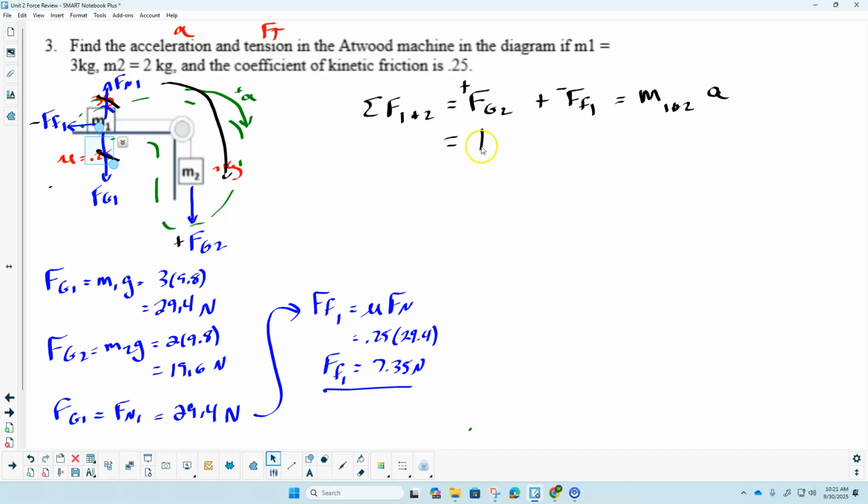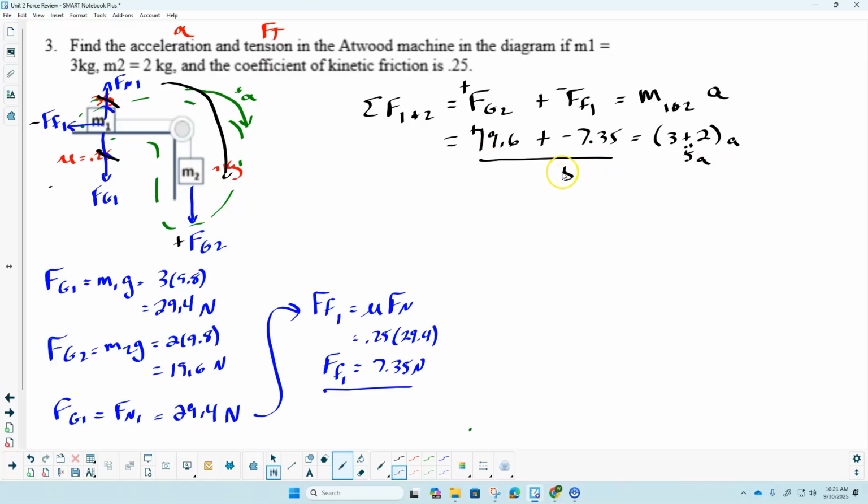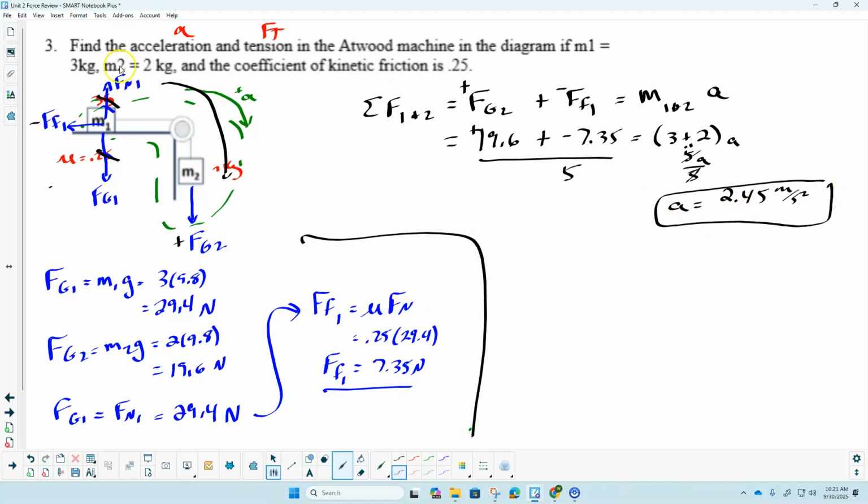So I already have these numbers, so it'd be 19.6, that's positive, plus a negative 7.35, equals mass 1 and 2 together. So mass 1 is 3 and mass 2 is 2, so that's going to be a 5. And I shouldn't have an equal sign there, it should just be 5A. So I need to take that number, divide by 5 on both sides to get A, and you'll get A is equal to 2.45 meters per second squared. So that is the acceleration of our system. So that's the first part, find the acceleration.